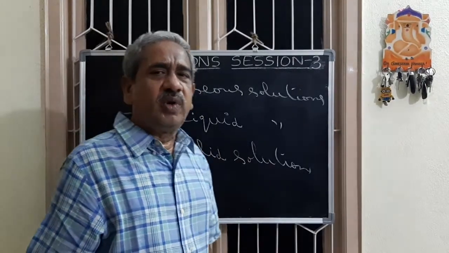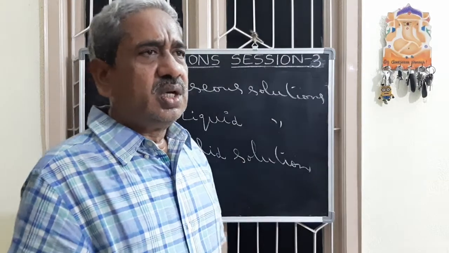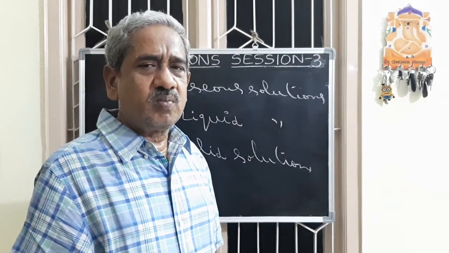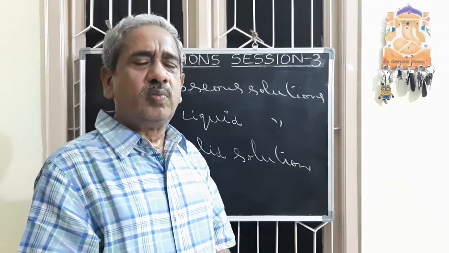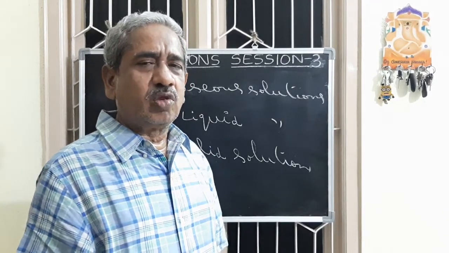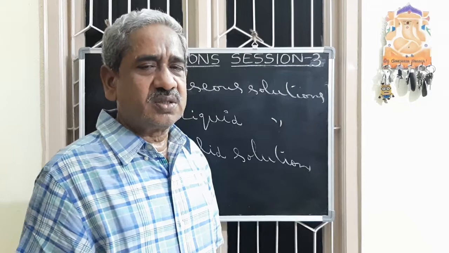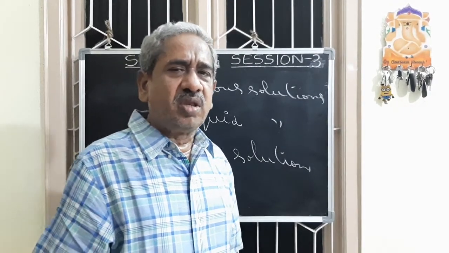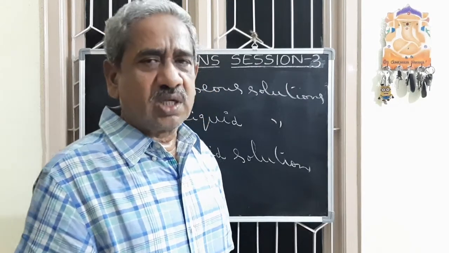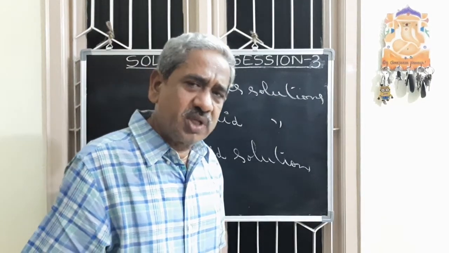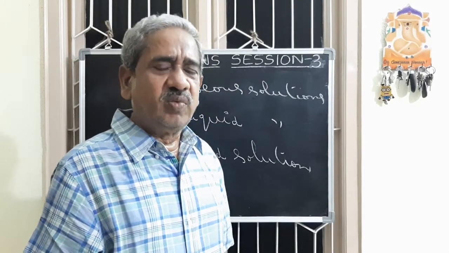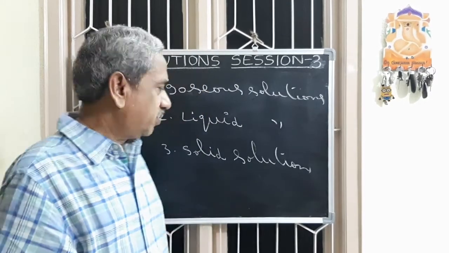Next one is liquid solutions. In liquid solutions, the solvent is liquid and the solute may be either solid, liquid or gas. Example, carbonated drinks, that is CO2 dissolved in water. CO2 is a gaseous substance and water is liquid. When the solvent is liquid, it is a liquid solution.